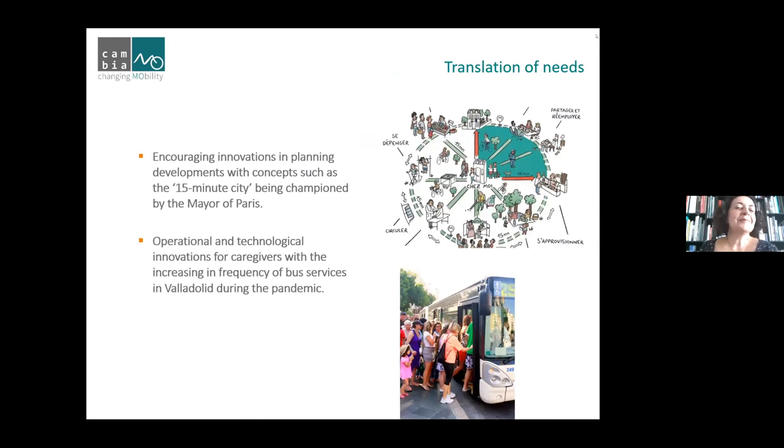We have some experiments to translate these needs. Maybe the 15-minute city in Paris could be an example, or even the counterintuitive policy done in some city in Spain, in Valladolid, where during the pandemic time, they decided to increase the frequency. Even if there were not so many people moving, but the people who were moving were moving for caring. So it was an essential purpose for moving. So let's go on that.